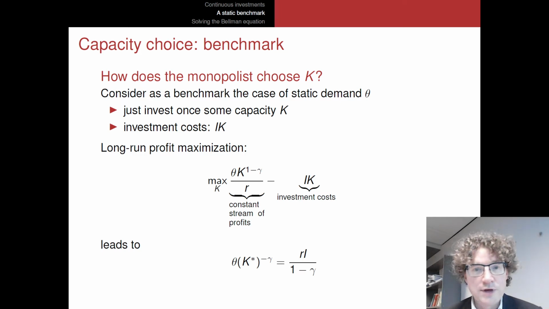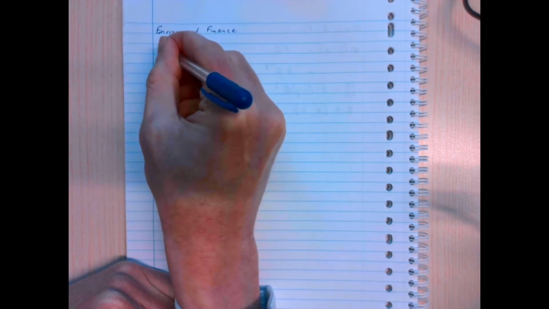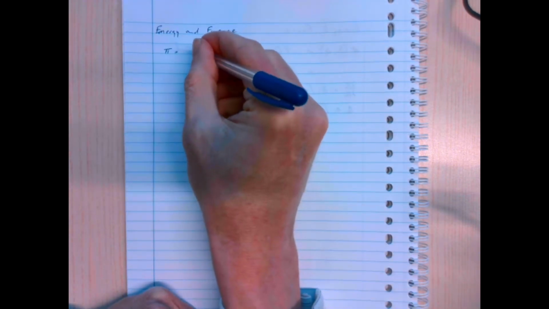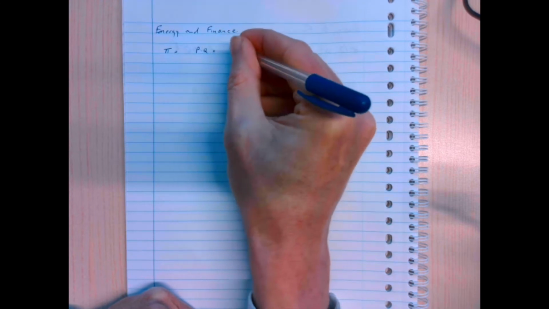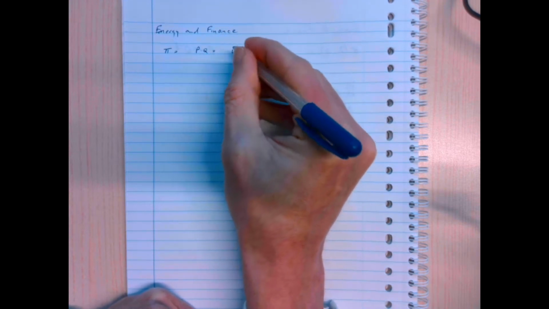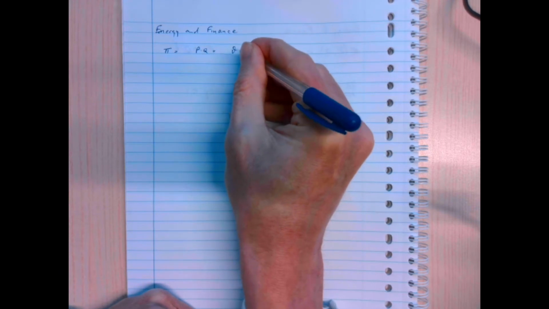In order to figure out how much it is, we'll have to look at long run profit maximization. So let me do that on paper. Remember, our profit flow is going to be P times Q. Or in other words, it's going to be theta, which for now we've chosen to be constant. This is not moving, just for this benchmark investigation.